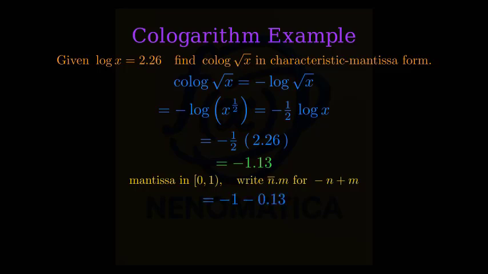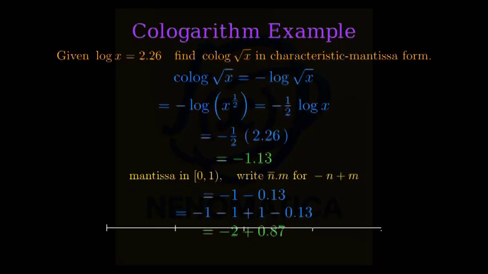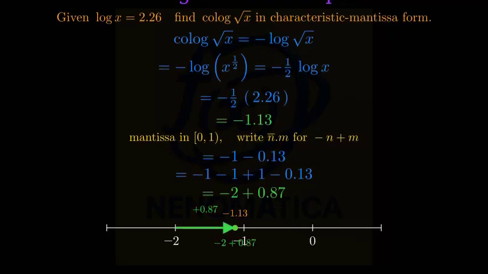Step 5. Make the mantissa positive by adding and subtracting 1. So we write negative 1 minus 1 plus 1 minus 0.13. That equals negative 2 plus 0.87. Here is a quick number line picture. The point negative 1.13 is the same location as negative 2 plus 0.87. The jump of 0.87 to the right keeps the mantissa positive. Step 6. Write the result with a bar over the characteristic. Negative 2 plus 0.87 is written as bar 2.87.